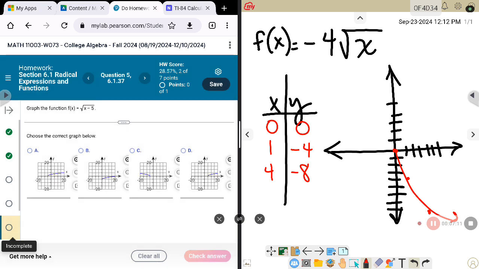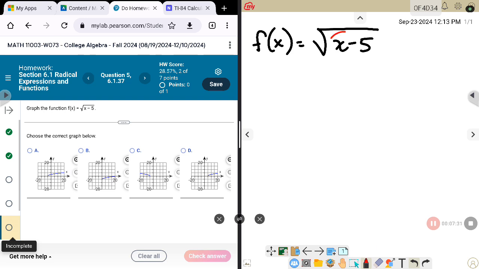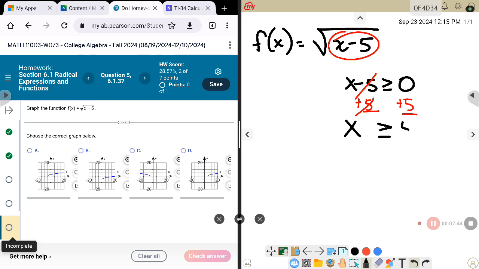Okay, here's another example. F of x equals the square root of x minus 5. Now this one you can really use the idea of the domain to help you, because remember the radicand, which is x minus 5, has to be greater than or equal to 0. So when you add the 5s to both sides, this is telling you that x is going to be greater than or equal to 5. In other words, it's going to start where x is 5.